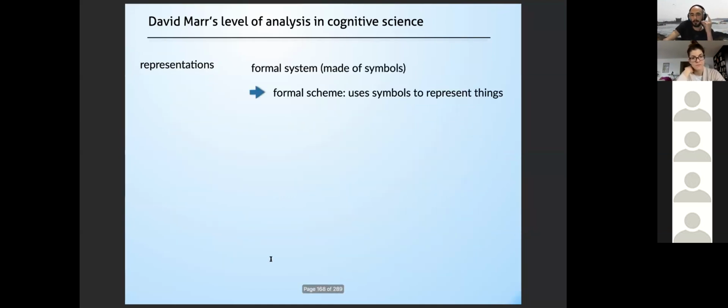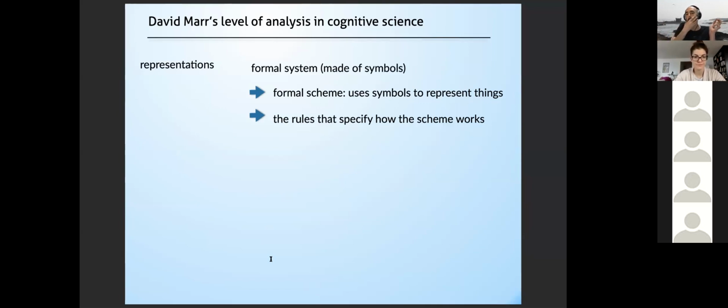All right, so let's assume for once that Marr is right, okay? And let's say the representations are formal systems, and then there is a formal scheme that tells you how to use these symbols to represent things, and then some rules that specify how the scheme works.